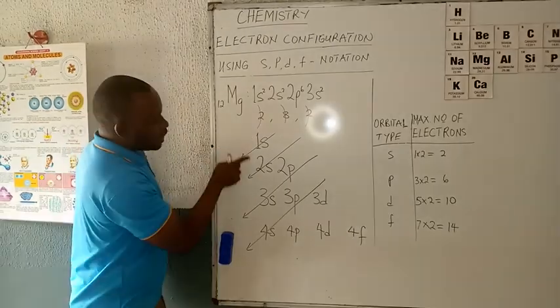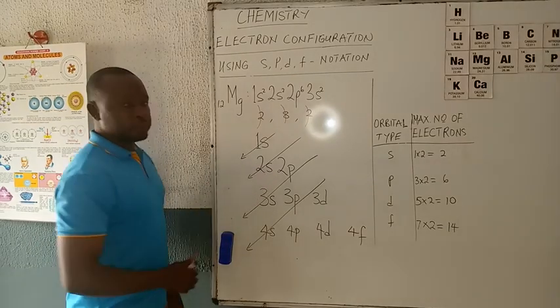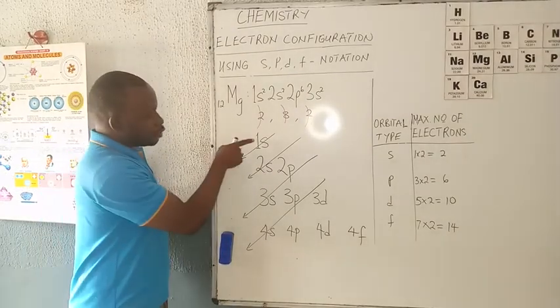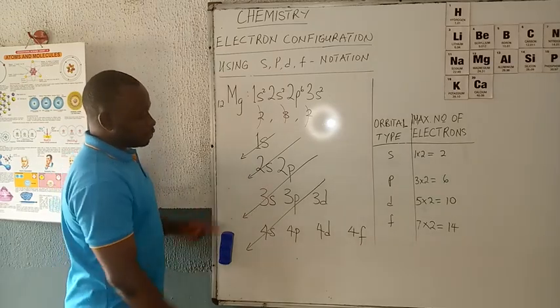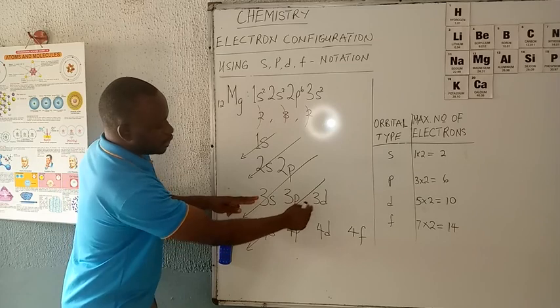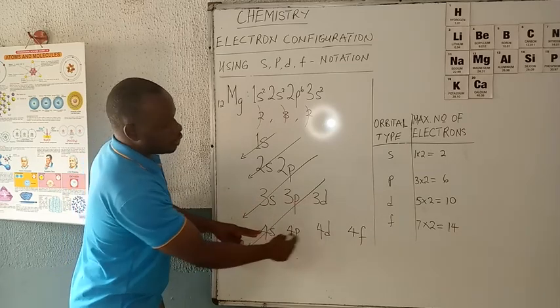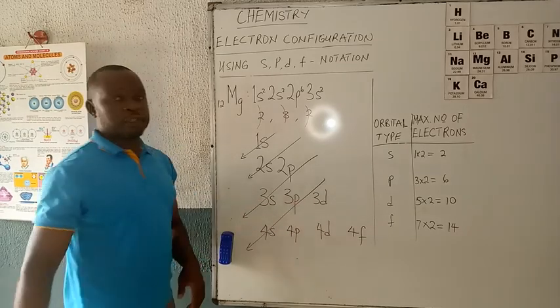Do you know what the numbers mean, the coefficients? Do you know what they mean? Shell. This one means first shell. This 2 means second shell, third shell, fourth shell.